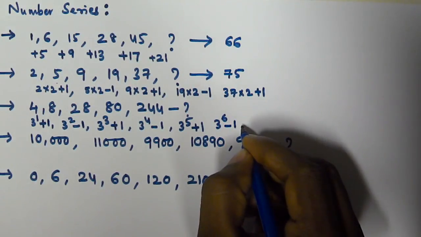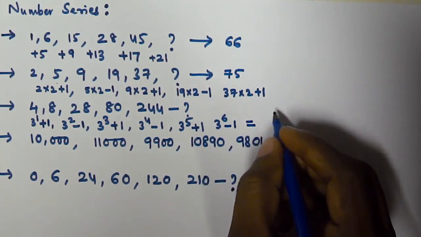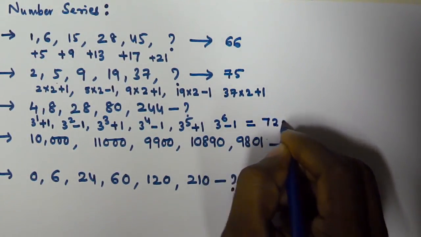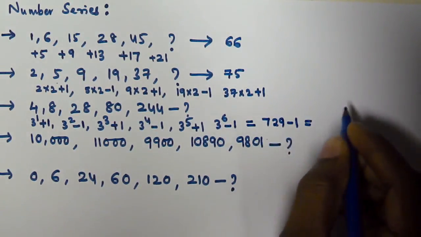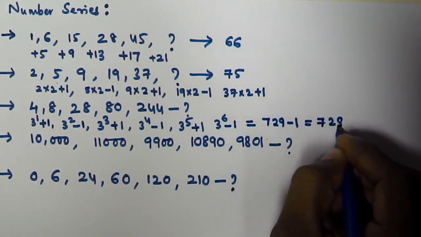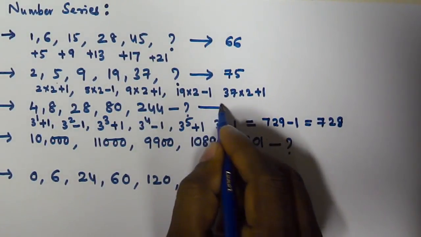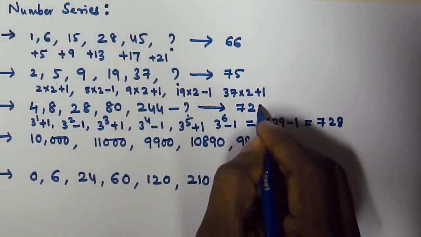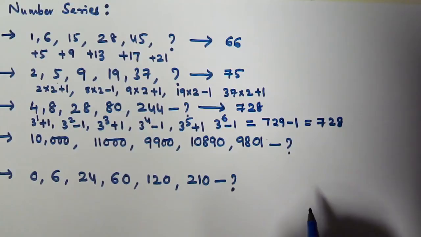So 3 to the power of 6 is going to be how much? So that is going to be 729. So minus 1. So that is going to be 728. So the next number in this series is how much? So that is 728.